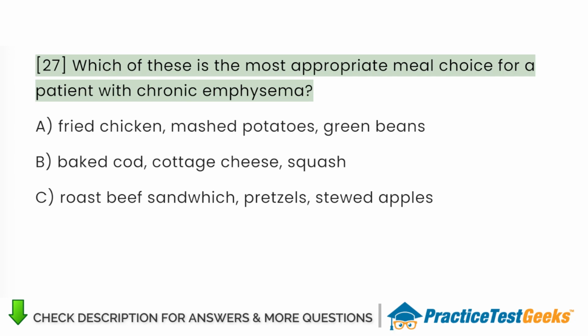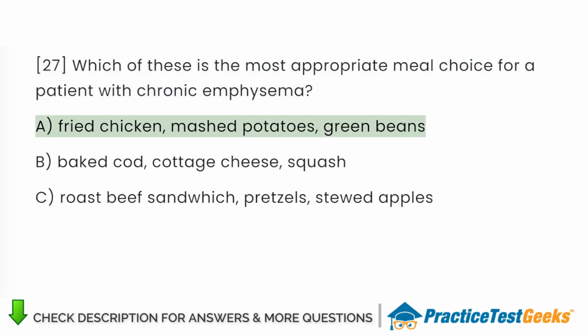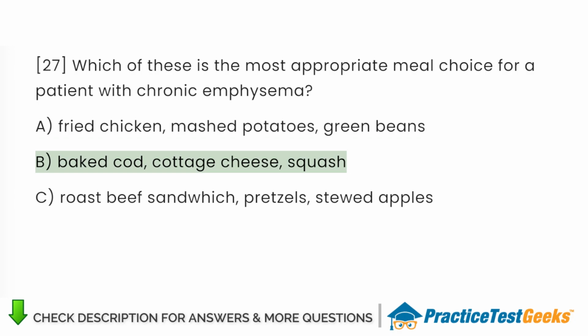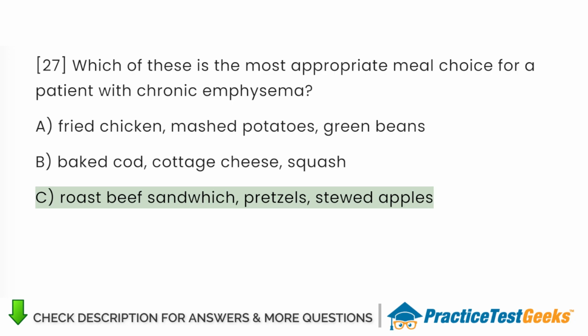Which of these is the most appropriate meal choice for a patient with chronic emphysema? A. Fried chicken, mashed potatoes, green beans. B. Baked cod, cottage cheese, squash. C. Roast beef sandwich, pretzels, stewed apples.